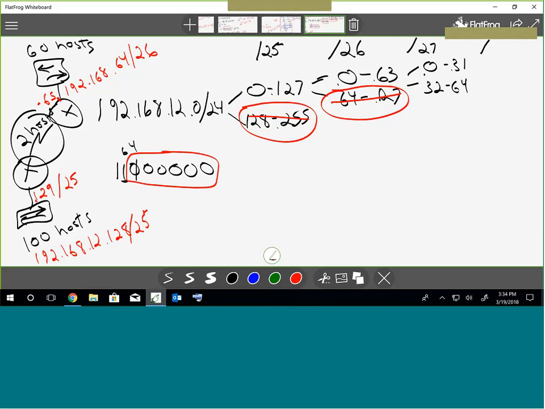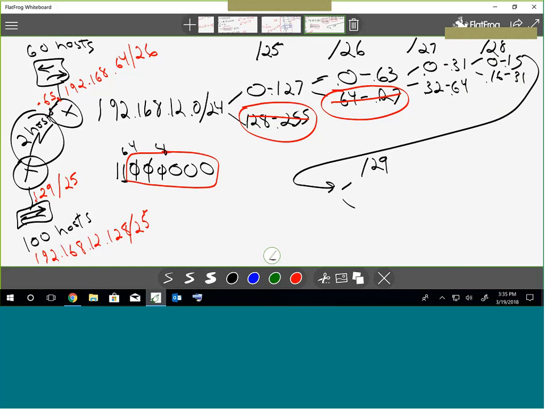Then I could go /28. Our variable becomes 16. This becomes 0 to 15 and 16 to 31. I'm not even going to break the other one down because I don't need it. I'm going to come down here and do /29. And the variable becomes 8. And it's going to become 0 to 7, 8 to 15.